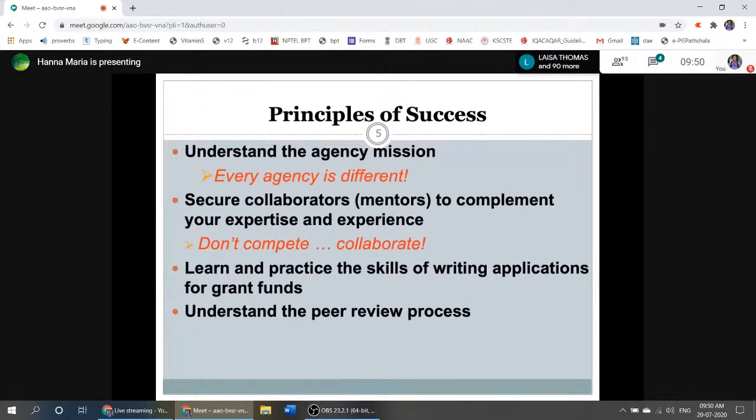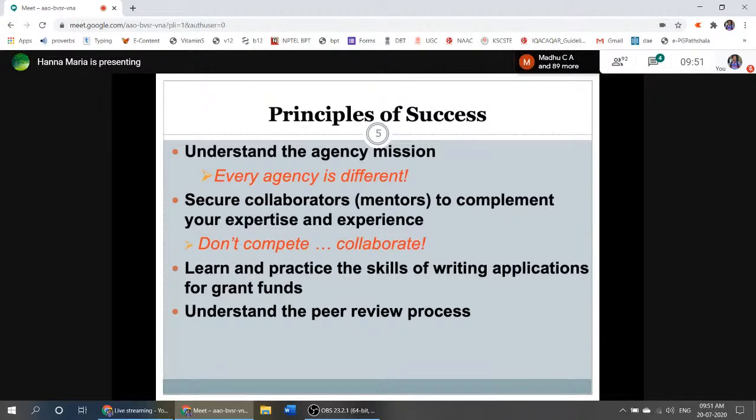Secure collaborators is very, very important. For a successful project, you always try to get lots of collaborators. If you look at my proposals, I have collaborators from different parts of the world. Some of the projects I have collaborators from National Chemical Laboratory. Some of the projects I have collaborators from Indian Institute of Science Bangalore. Some of the projects I have submitted alone. But most of my projects, we have collaborators and mentors.